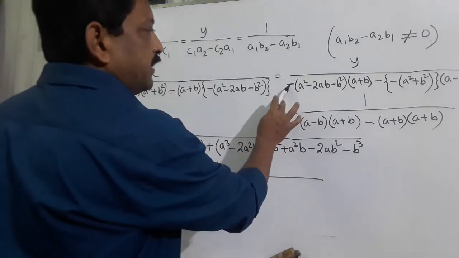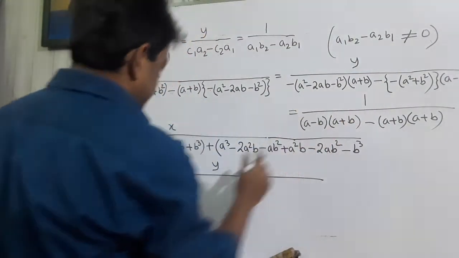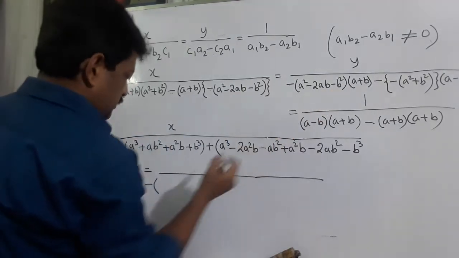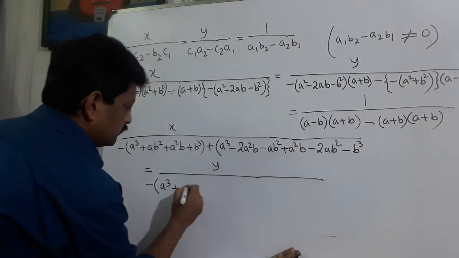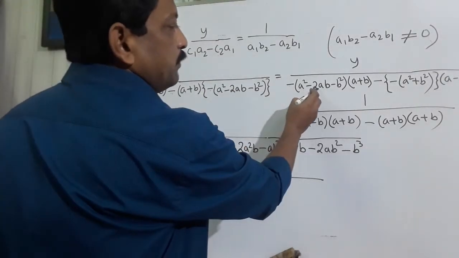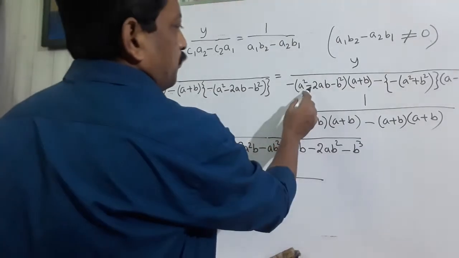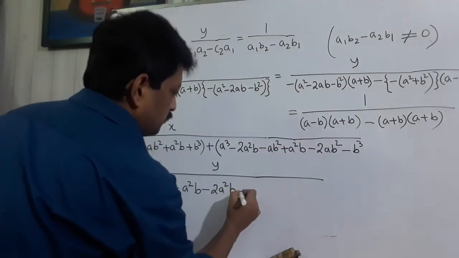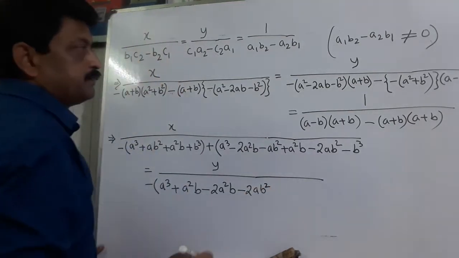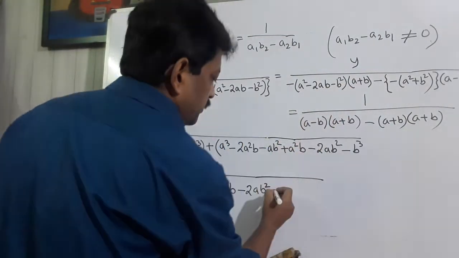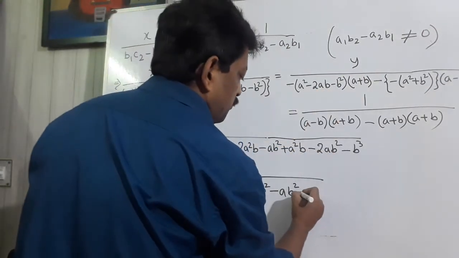So first of all, minus sign is outside, so keep minus sign outside and multiply the whole thing inside a bracket. So a square into a cube, a square into b is a square b, minus 2ab into a minus 2 a square b, minus 2ab into minus b minus 2ab square, minus b square into a minus ab square, minus b square into b minus b cube.